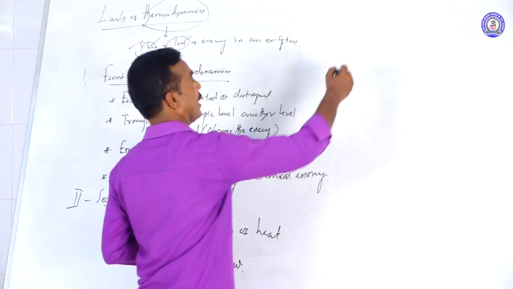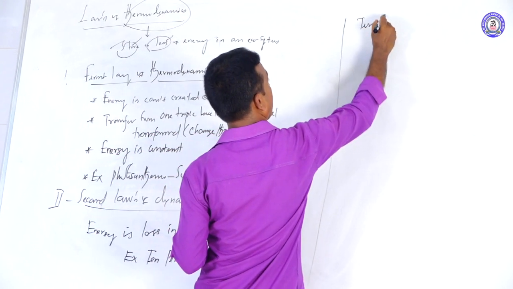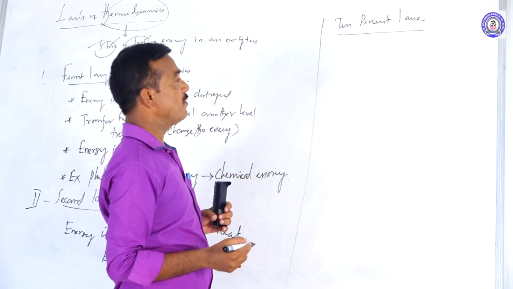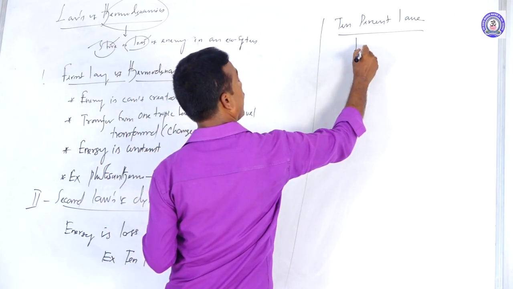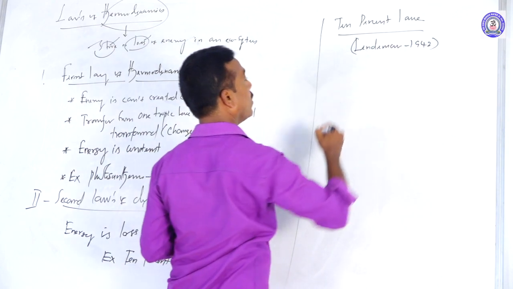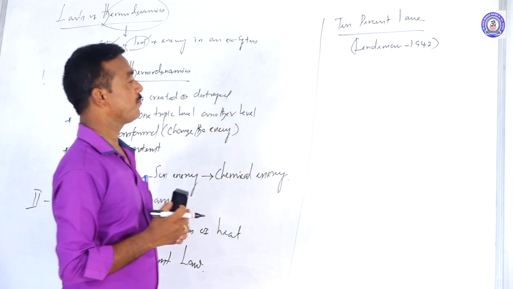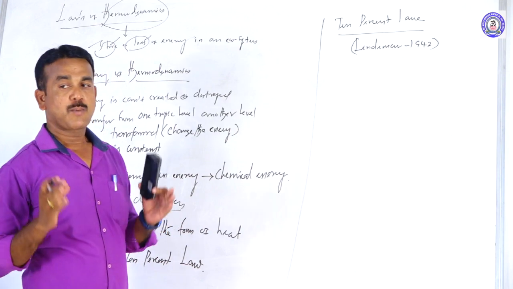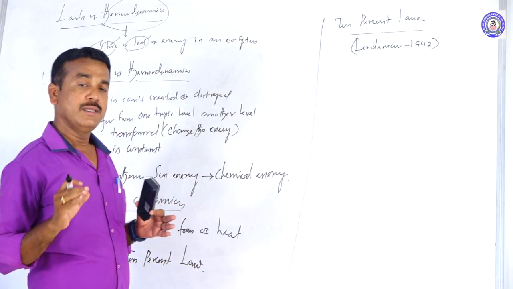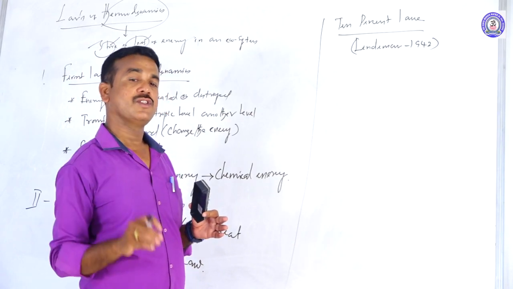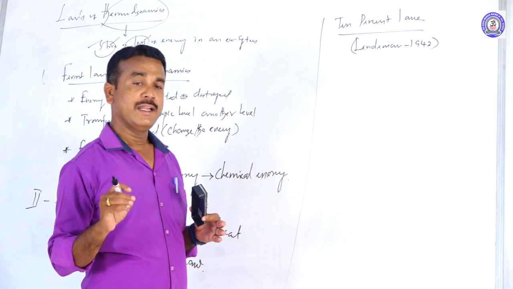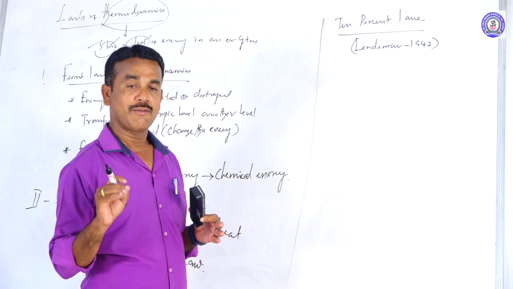Now the 10% law, which was proposed by Lindeman in 1942. What is the definition of the 10% law? Of the whole energy produced, it can be transferred to successive trophic levels. Each trophic level can store 10% of the energy. The remaining 90% of energy is dissipated, that means lost in the form of heat.